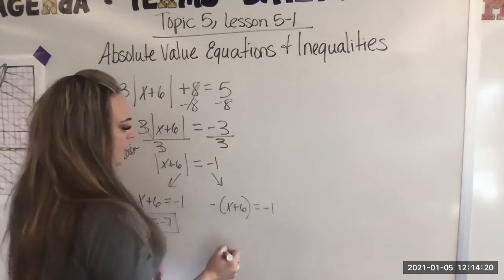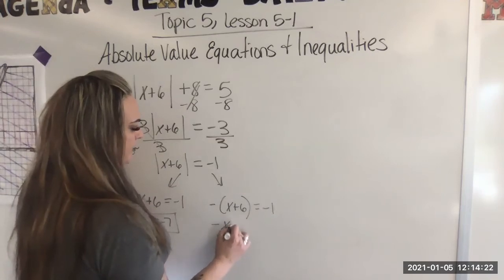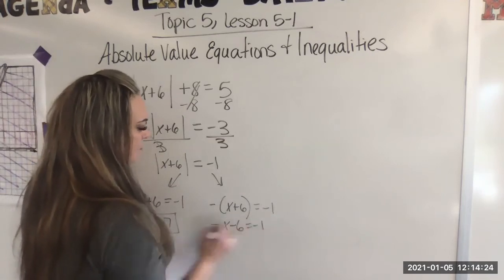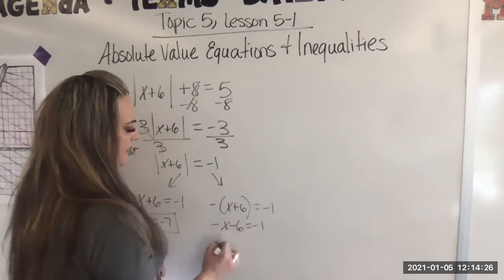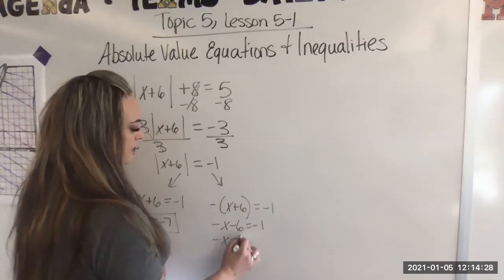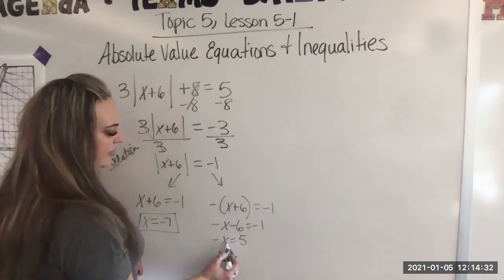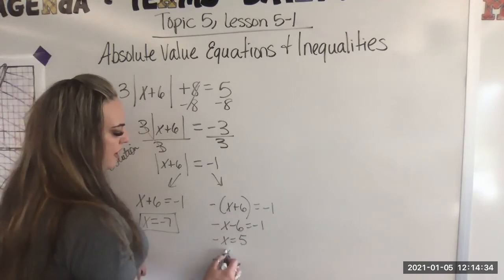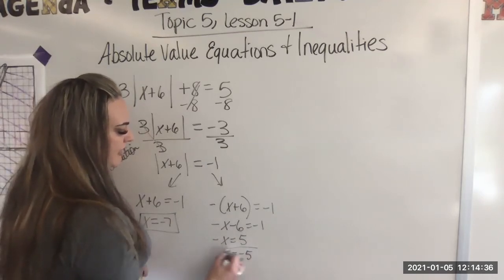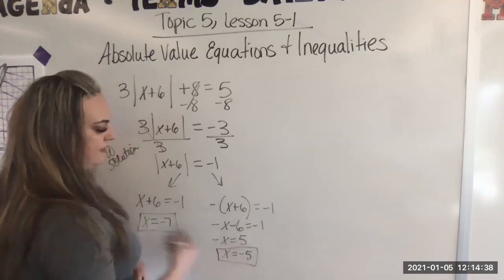Over here, we're going to get negative x minus 6 equals -1. We're going to add 6. So this means that if negative x equals 5, then positive x equals -5. We just divide that negative out on both sides.